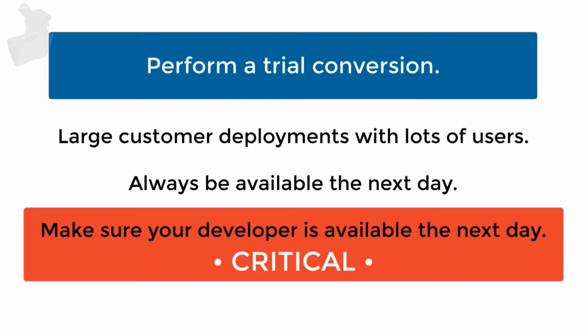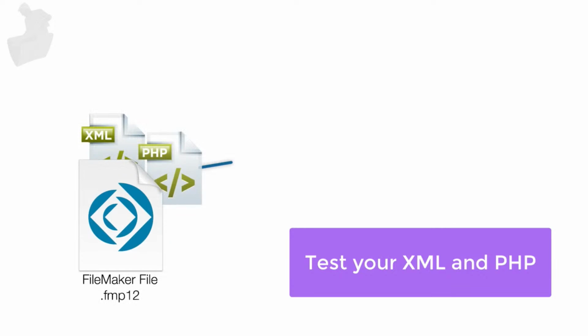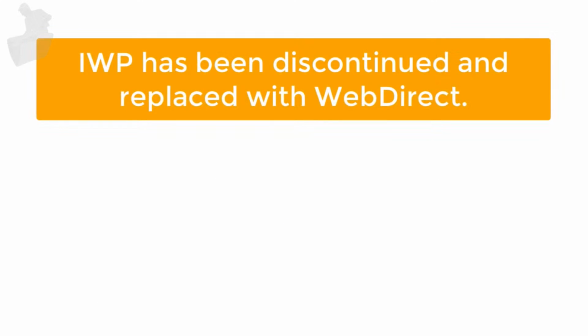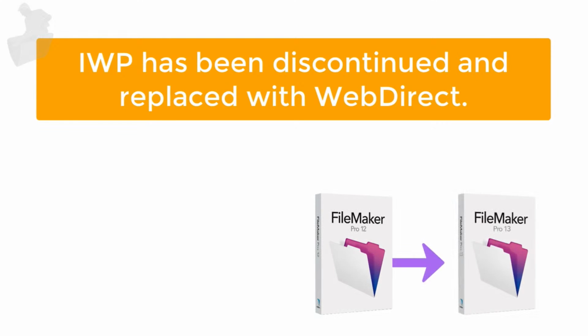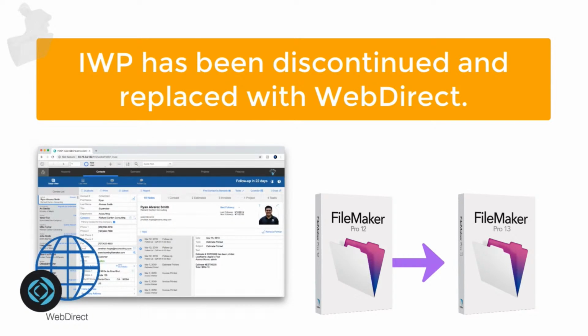A couple parting comments. If you use any custom web publishing like XML or PHP with your FileMaker server, you're obviously going to want to do a trial run once again and test to make sure that those web capabilities are running as you would expect. Additionally, as a note, from the FileMaker 12 to the FileMaker 13 release, the older Instant Web Publishing technology was discontinued and replaced with the new WebDirect technology. WebDirect has gotten a lot better as the years go on, so it's seeing broader and broader acceptance.